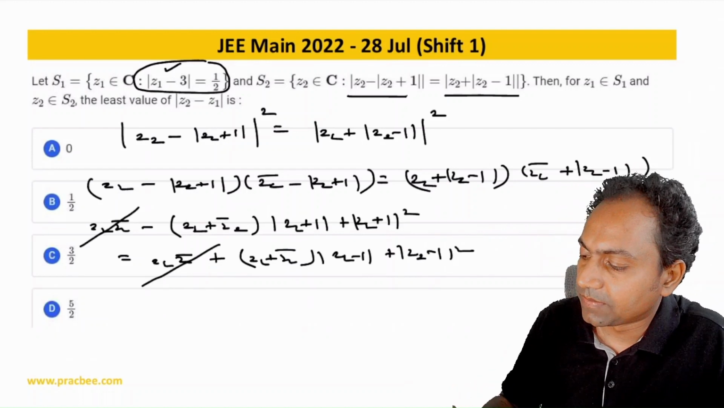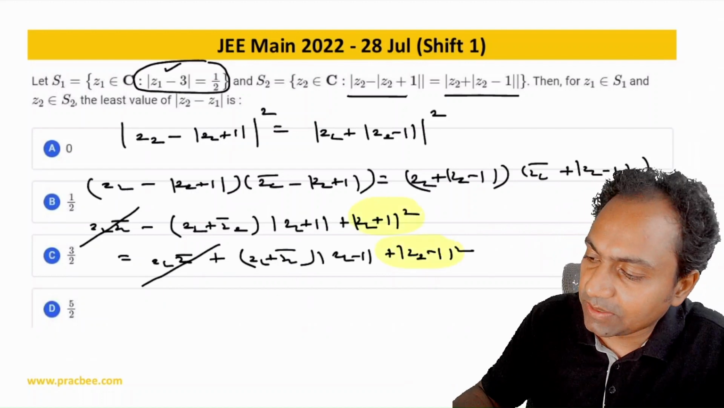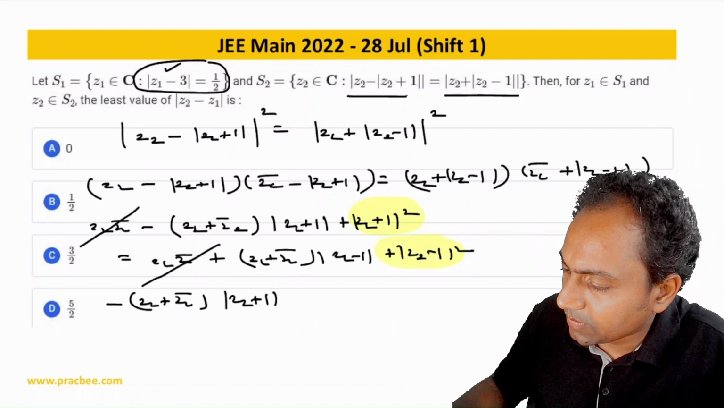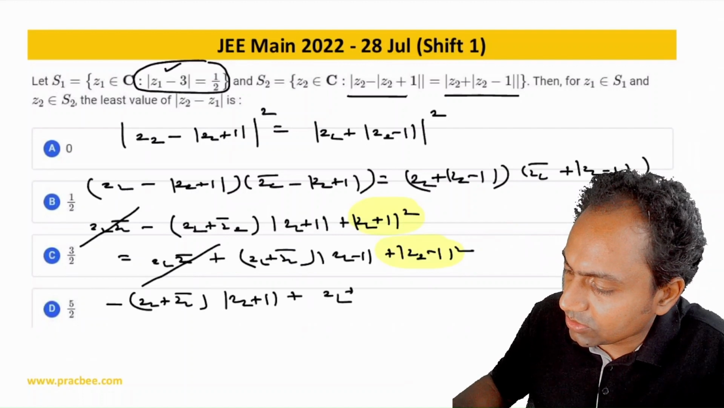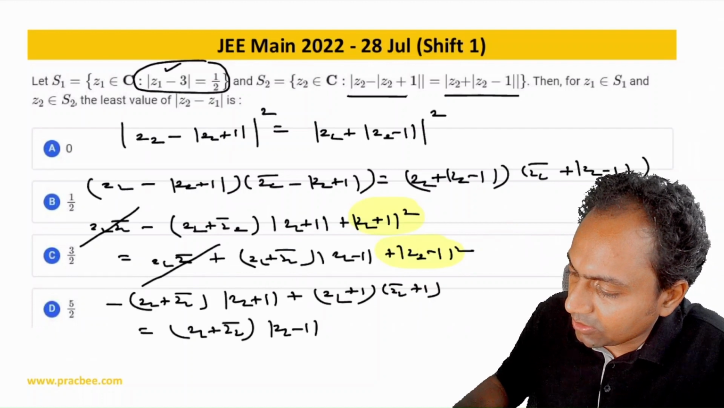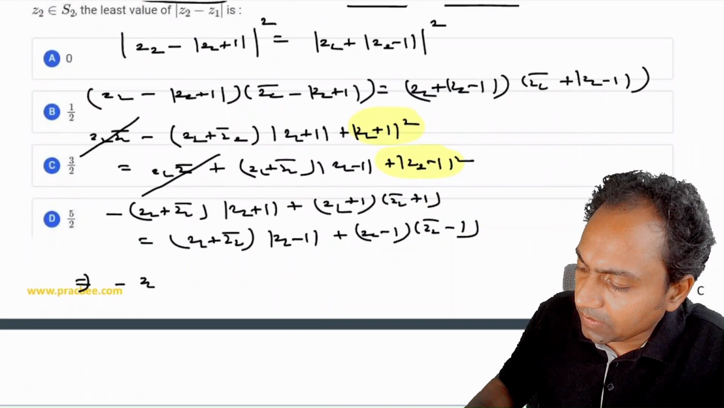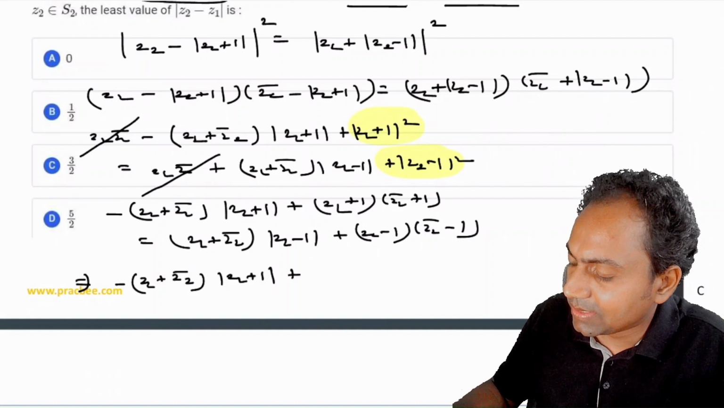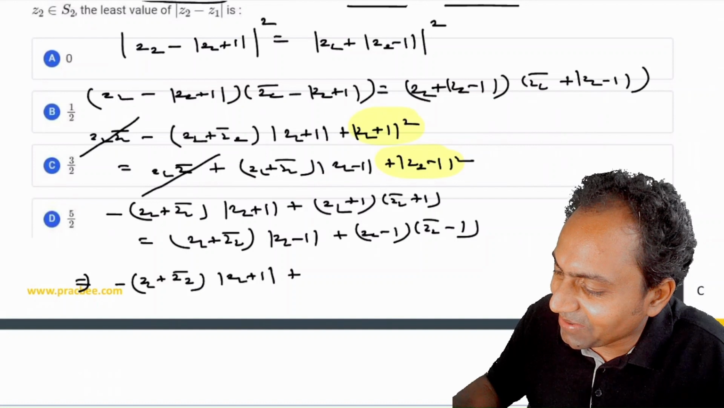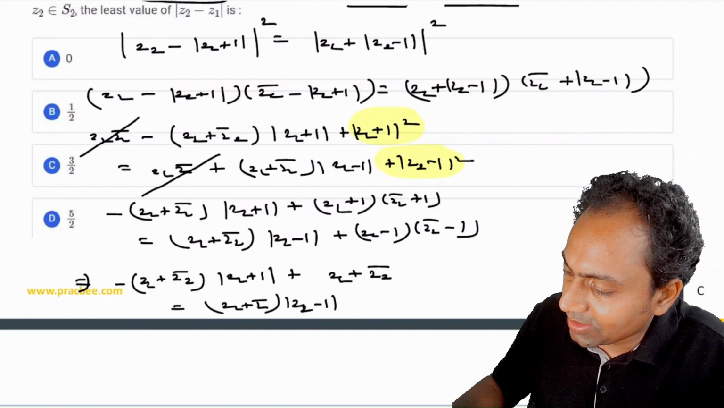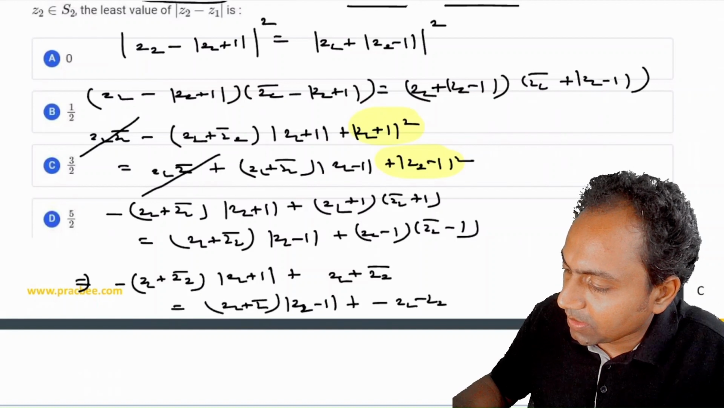Once we have cancelled this first term, we have this second term that can be simplified, and if we simplify and write this, what we are getting is minus z2 plus z2 bar times mod z2 plus 1, plus this can be written as z2 z2 bar, so z2 plus 1 times z2 bar plus 1, and then we have z2 plus z2 bar times mod z2 minus 1 plus z2 minus 1 times z2 bar minus 1. And again if we simplify this, what we are getting is minus z2 plus z2 bar times mod z2 plus 1, plus this also can again be simplified and cancelled out, and ultimately we will be left with z2 plus z2 bar, and on the right hand side z2 plus z2 bar times mod z2 minus 1, and again if we simplify this, minus of z2 minus of z2.